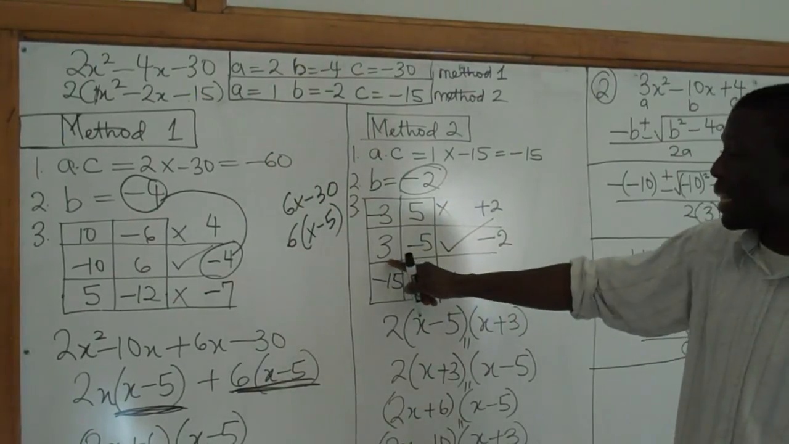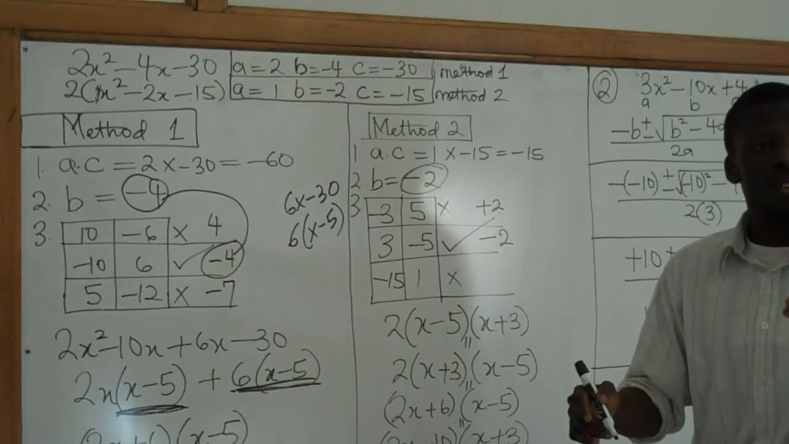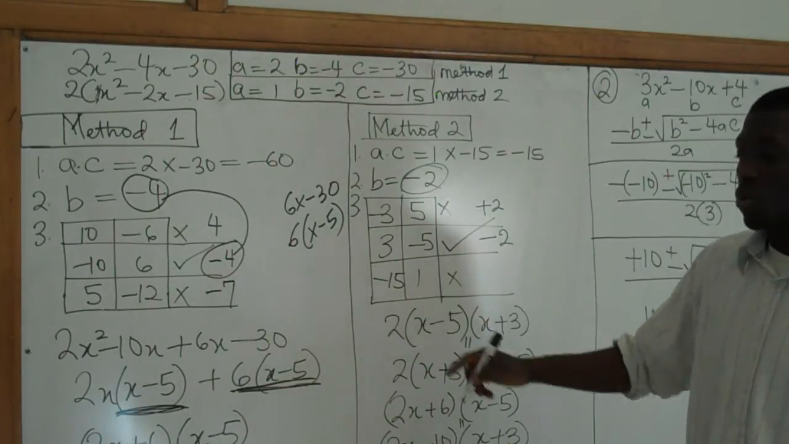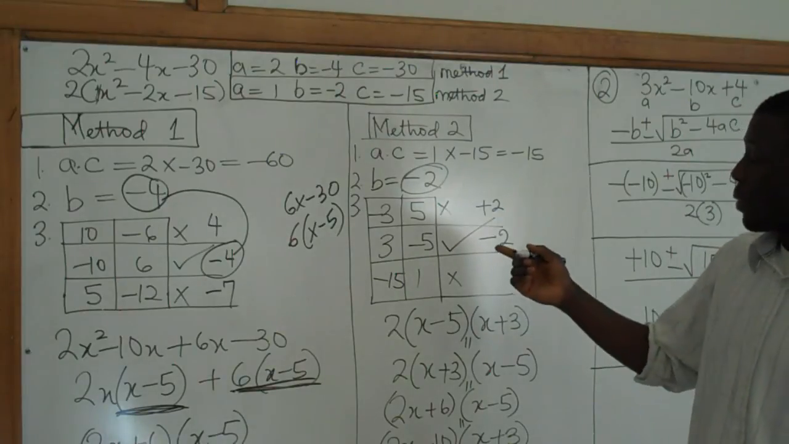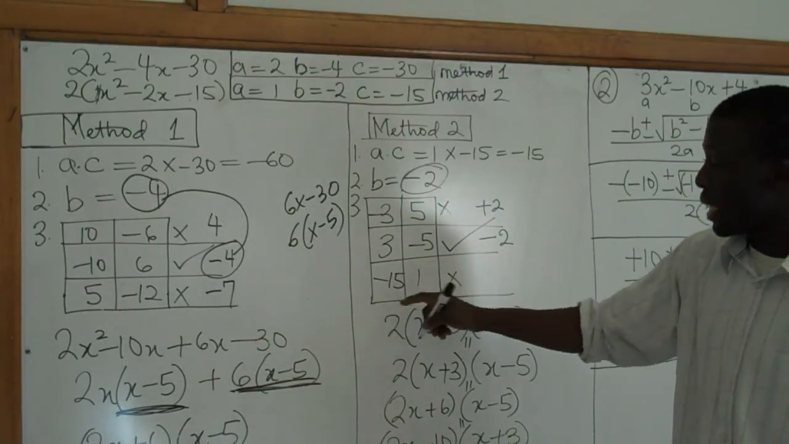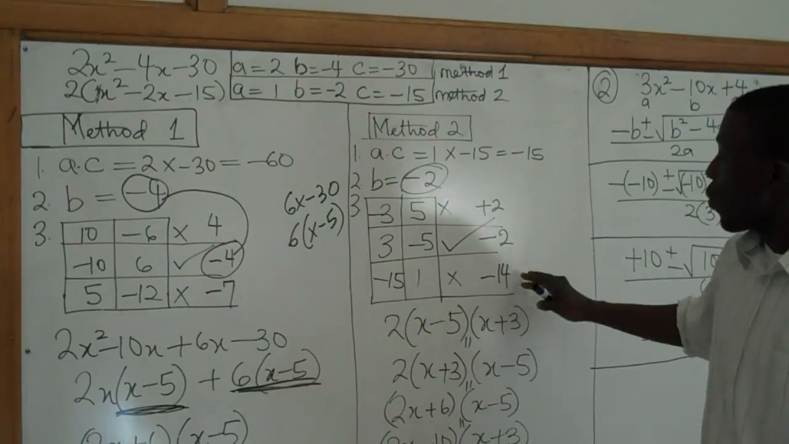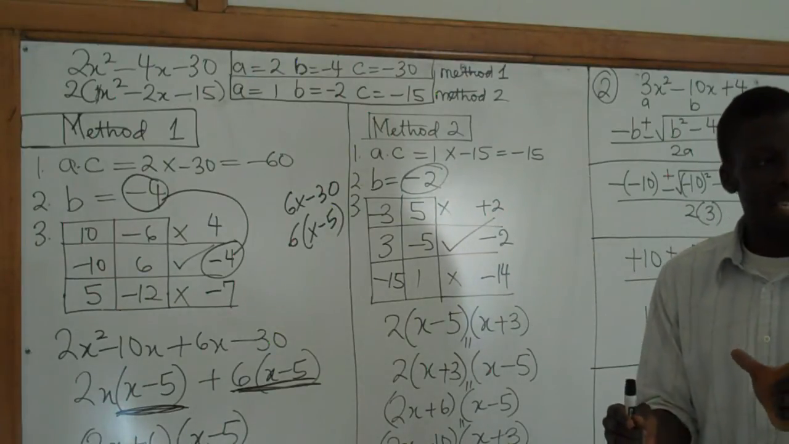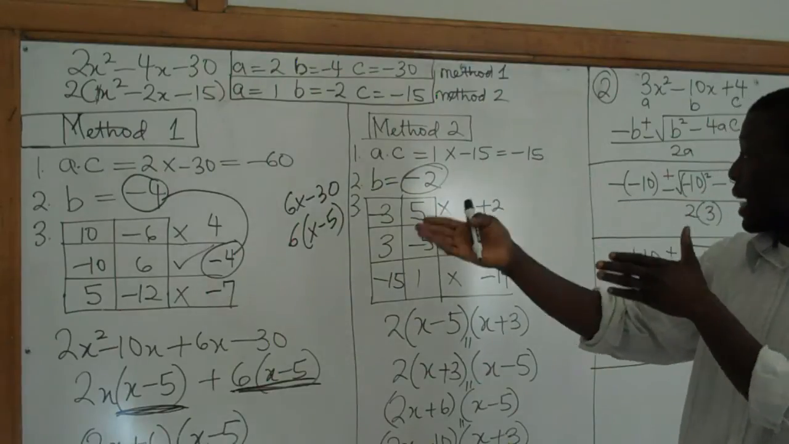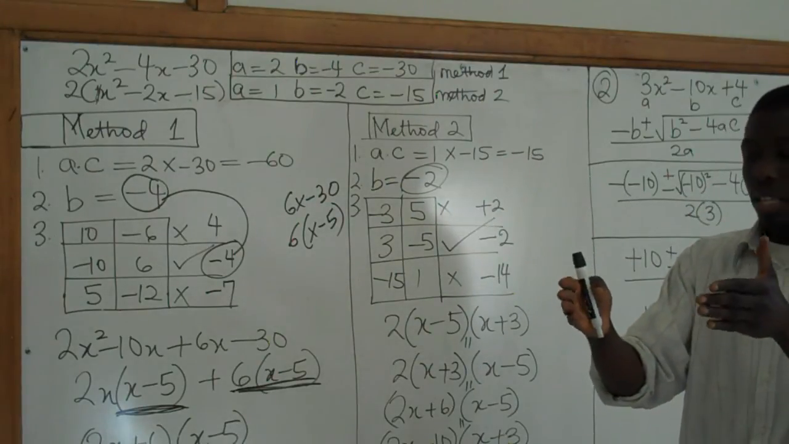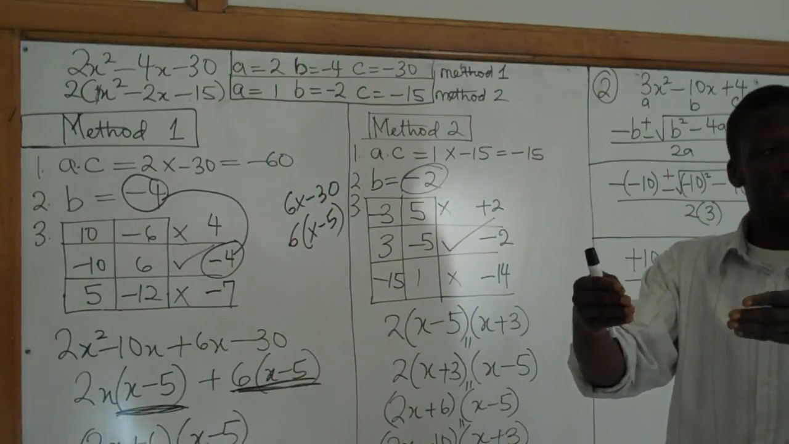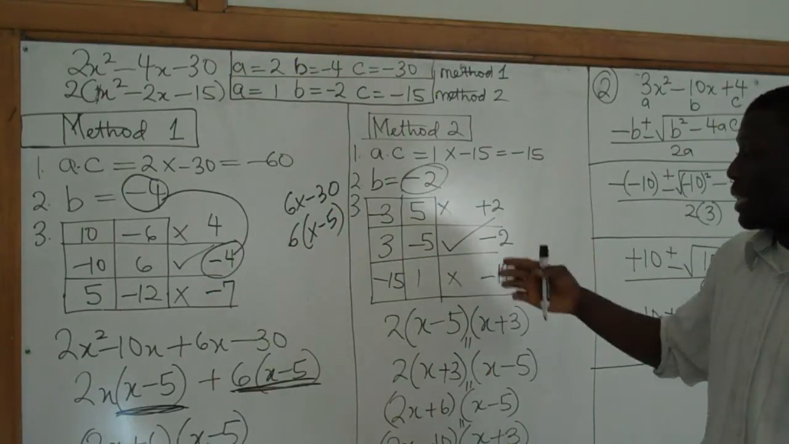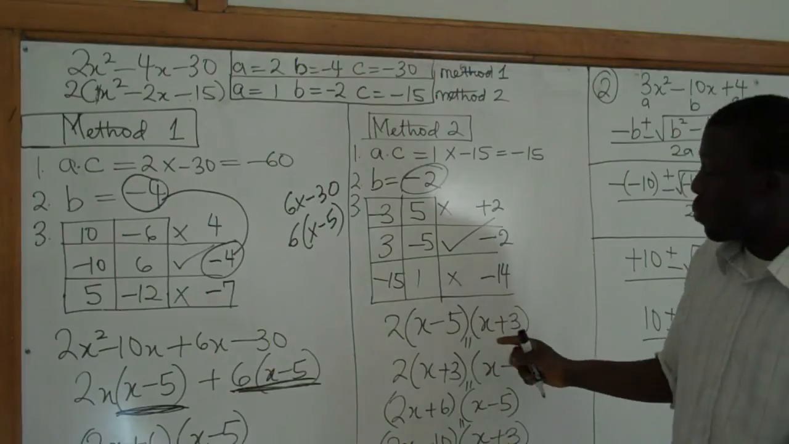And the only way we can get that is when it's 3 minus 5, which will give us negative 2. Minus 15 times 1 is minus 15. But when you add 1 to negative 15, you get negative 14. We don't want negative 14. We don't want plus 2. We want minus 2 because AC is negative 15. And the two numbers that will multiply to give us negative 15 and add to give us negative 2 are 3 and minus 5. The next step is simply to write two brackets.